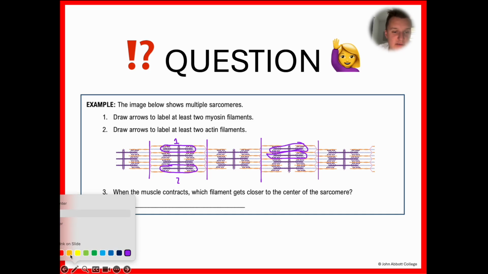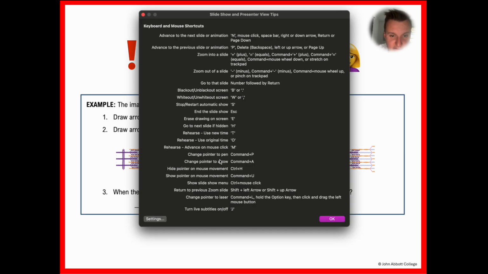And then I want us to draw arrows to label at least 2 actin filaments. I see one here, and I see another one here, right? I could choose these 2, one on this side, another one on that side, right?